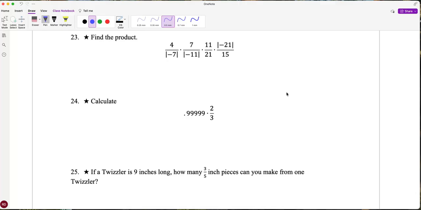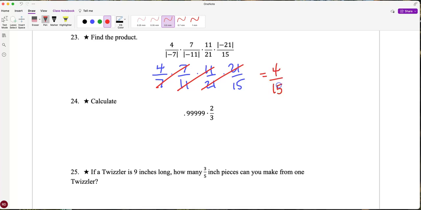Find the product, okay. So this is 4 over 7 times 7 over 11 times 11 over 21 times 21 over 15. 7 over 7 is 1, 11 over 11, so forth. This answer is 4/15.